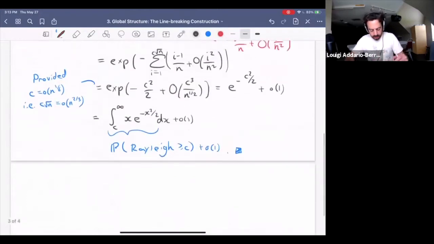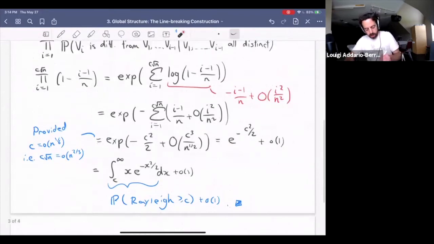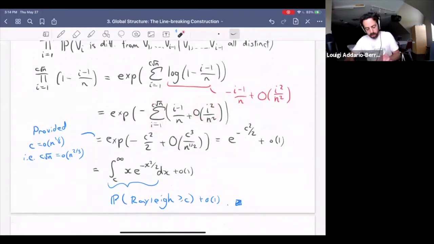Right. Someone asked where the little o of 1 term comes from. So the question is, what happens when you sum this error term over i from 1 to c root n? Then you get c cubed over n to the half. And if this is little o of 1, then e to the little o of that can be rephrased as an additive plus little o of 1 here. I mean, you could write it as 1 plus little o of 1 if you like, but because this is a constant, it amounts to the same thing.